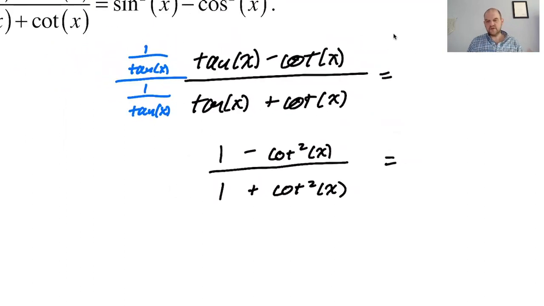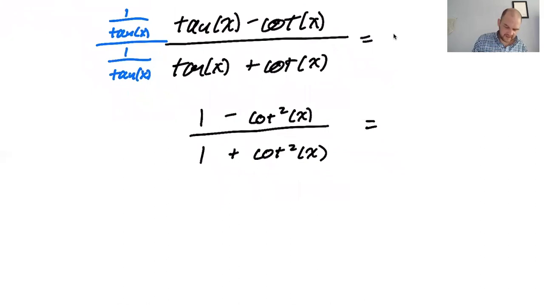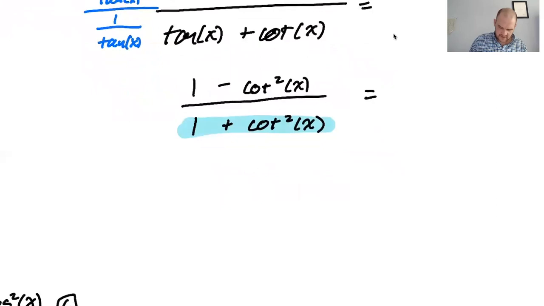For the same reason, right? 1 over tangent is cotangent, cotangent times cotangent. So why do I feel like this is almost done? Well, I feel like this is potentially almost done because 1 plus cotangent squared is cosecant squared. So right now I have 1 minus cotangent squared over cosecant squared.